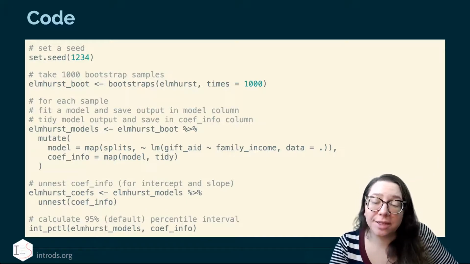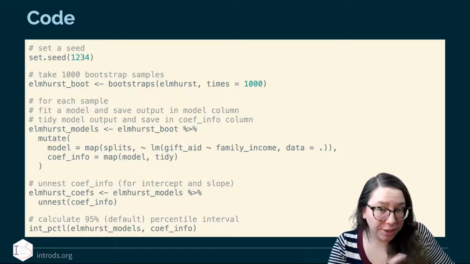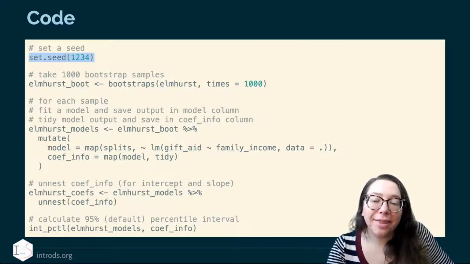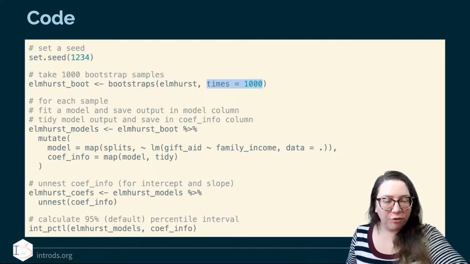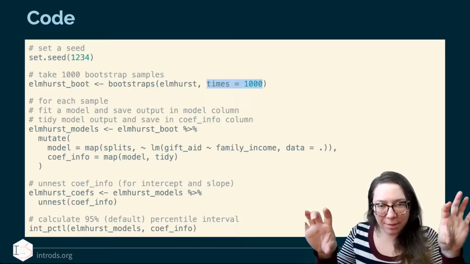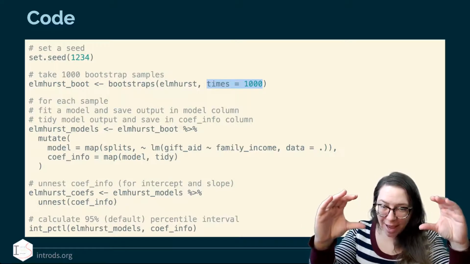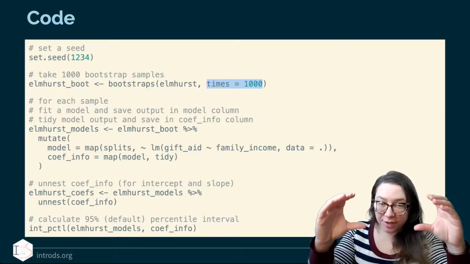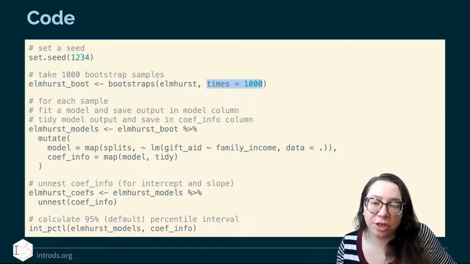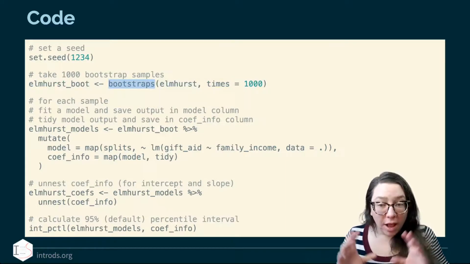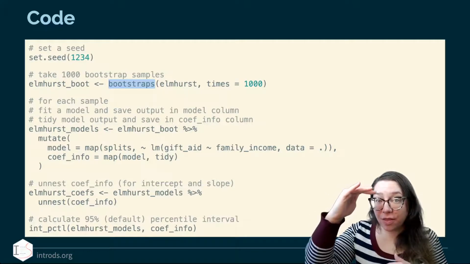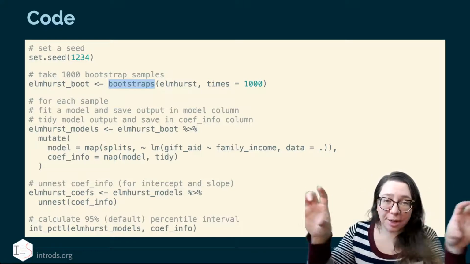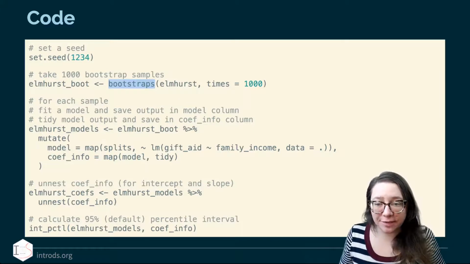So to do that, I am doing random sampling. I'm going to start by setting a seed, and then I take bootstrap samples 1,000 times. So that operation of pulling things out of the bag, making a sample of 50, and capturing that information of the sample of 50, that's what this function bootstraps from the tidymodels packages does. We then create 1,000 separate samples, each of sample size 50.